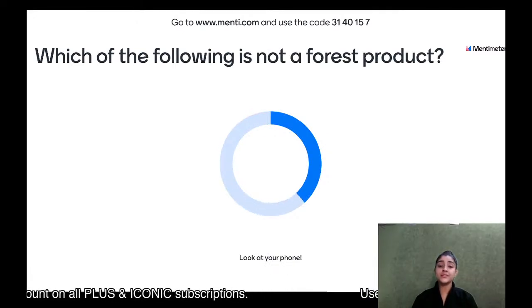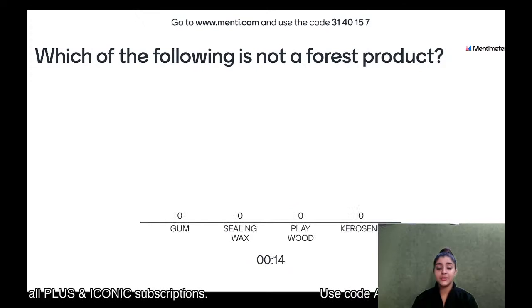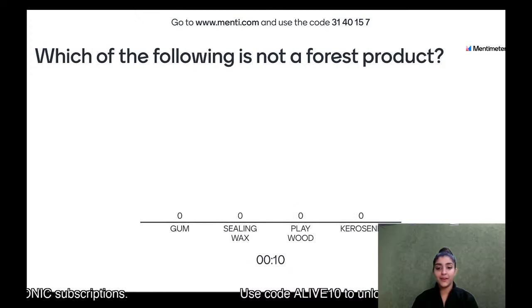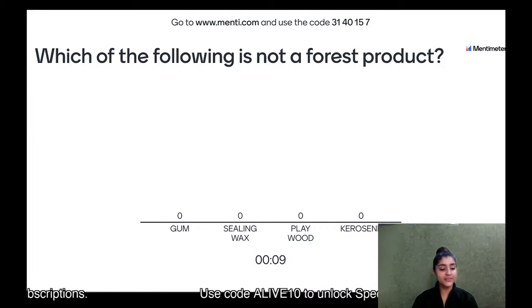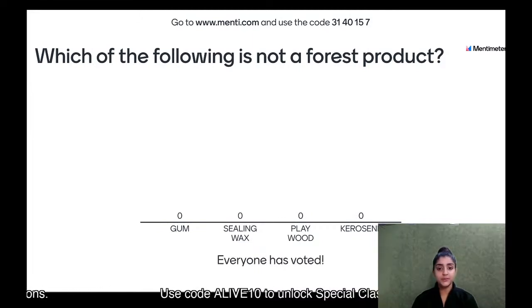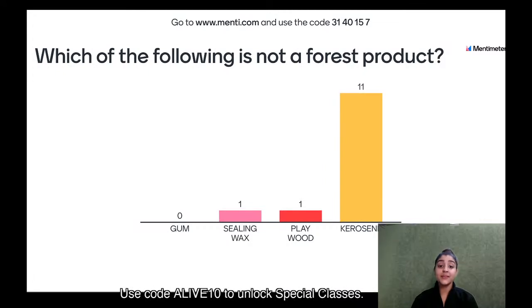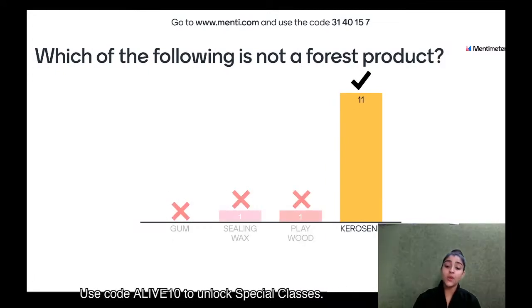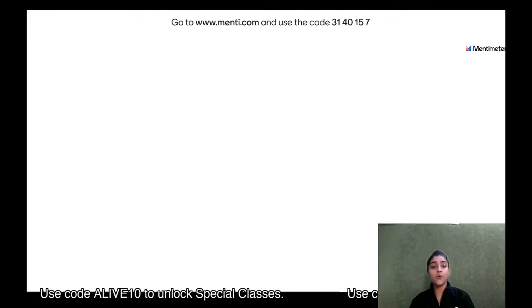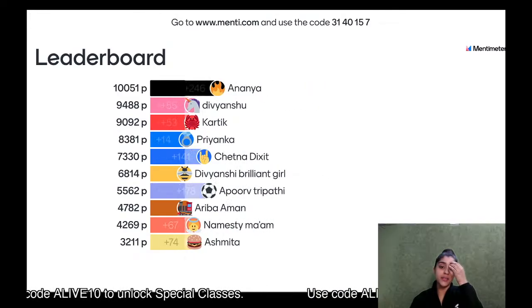Which of the following is not a forest product? Alright, let's see who can answer this one for me. Yes, so kerosene is not a forest product. Other than that, all three are forest products.